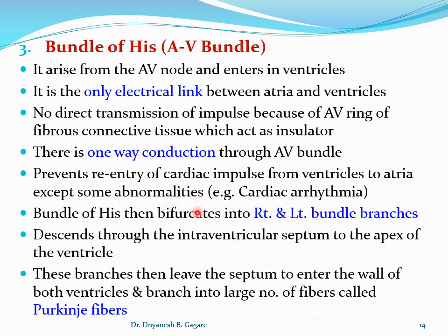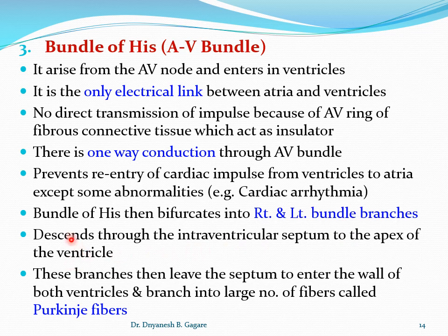But except for a few abnormalities, there are a few examples. For example, in cardiac arrhythmias, in some abnormalities in the heart, current can enter from the ventricular side to the atrial side. Otherwise, normally there is one-way conduction, and it is from the atria to the ventricle only.